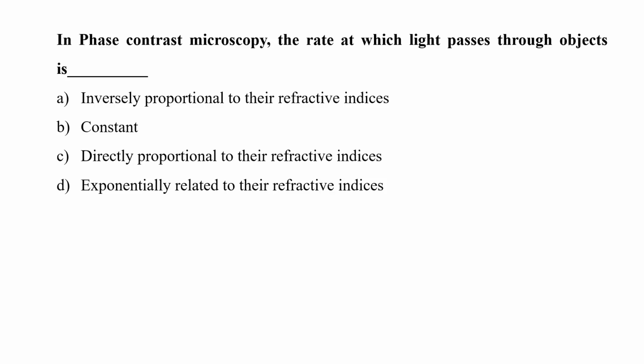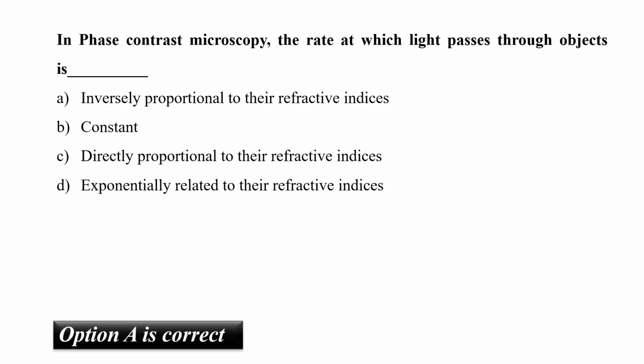Generally, the phase of light, if it is passing through an object of higher refractive index than its surroundings, is retarded. So option A should be the correct answer, that in phase contrast microscopy, the rate at which light passes through the object is inversely proportional to their refractive index.